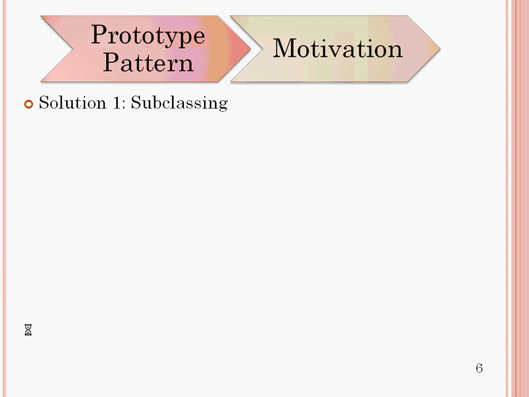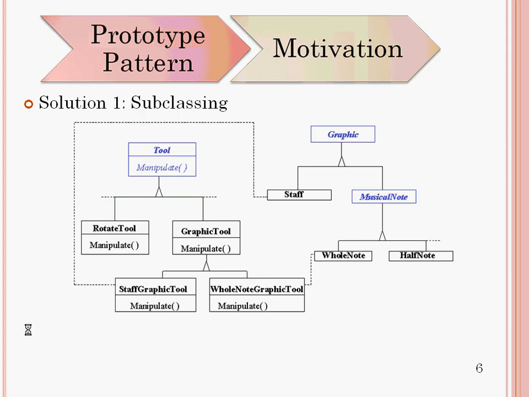The first solution is subclassing. You create subclasses of graphic tools to create the respective object of the graphic component. So this is one solution. This is how we connect this. Created subclasses of graphic tools, say staff graphic tool, whole note graphic tool, etc., which instantiate the objects of graphic components and return them. Is this clear?